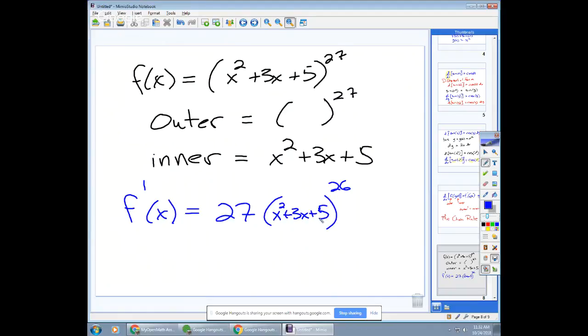So like the product rule, I got to leave the other function alone at first. Now, what should I do next? Times it by the derivative. Yeah, times the derivative of the inner, which is just 2x plus 3. Not much I can do with that. I'm just not going to take the 26th power.